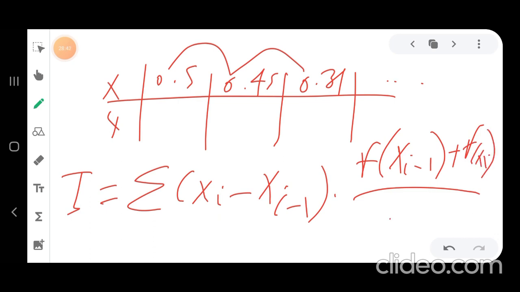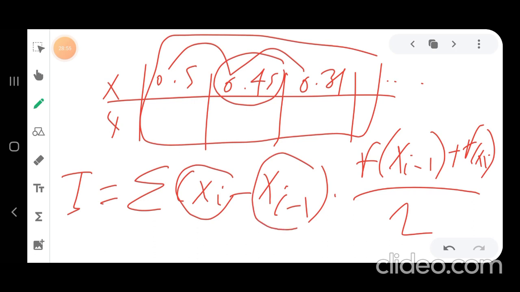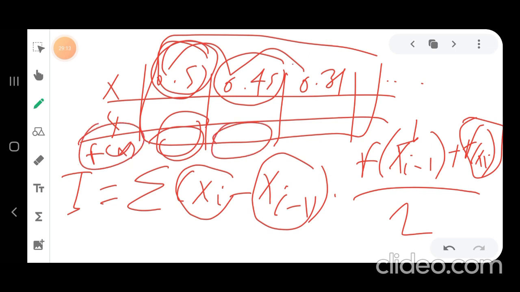What we are doing here, suppose we have only 3 points, then xi here will be 0.45, xi minus 1 will be 0.5, and f of xi minus 1 will be the value of f at xi minus 1, at this point. Then f of xi will be the value of f of x at this point. Okay, then it is a summation.